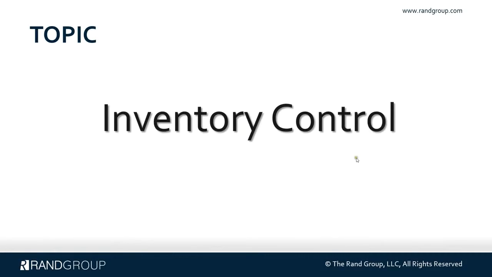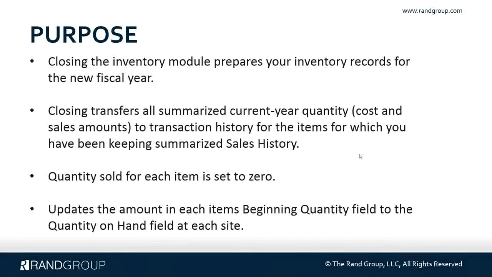The first topic on today's list will be inventory control. The purpose of closing your inventory module prepares your inventory records for the new fiscal year. It also transfers all summarized current year quantity to transaction history for the items for which you have been keeping summarized sales history. The quantity sold for each item is set to 0, and it also updates the amount in each item's beginning quantity field to the quantity on hand field at each site.